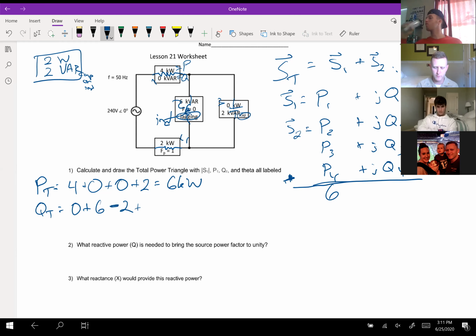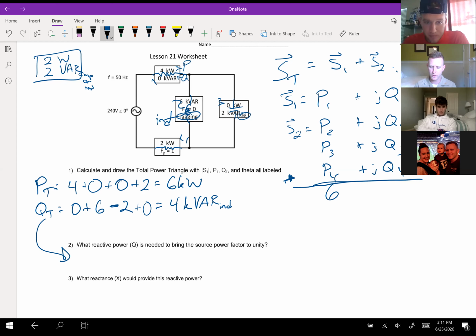And that last one, it's at 0. So this together makes 4 kVAR. And I'll label it as inductive just to be clear. If it's positive, it means it's inductive. And I can even already tell you right now, that Q is what's going inside of here, the reactive power to bring it to unity, but let's finish out the top.